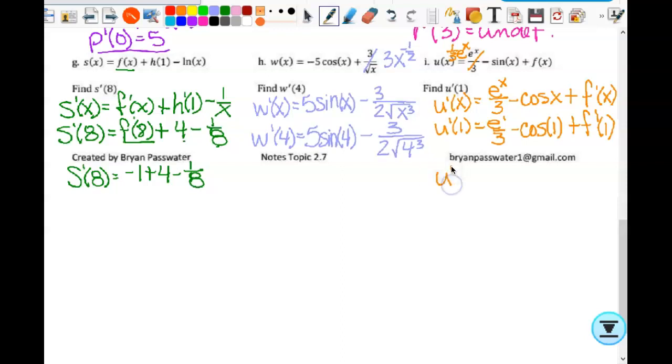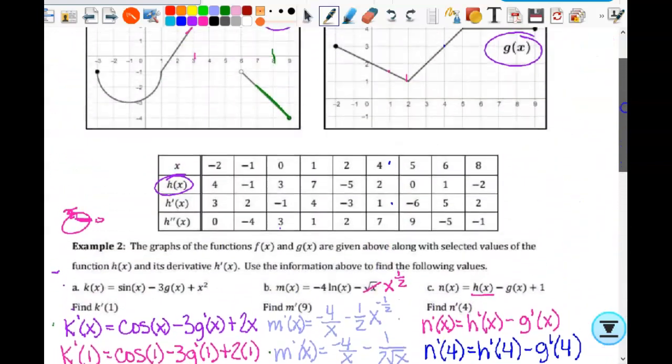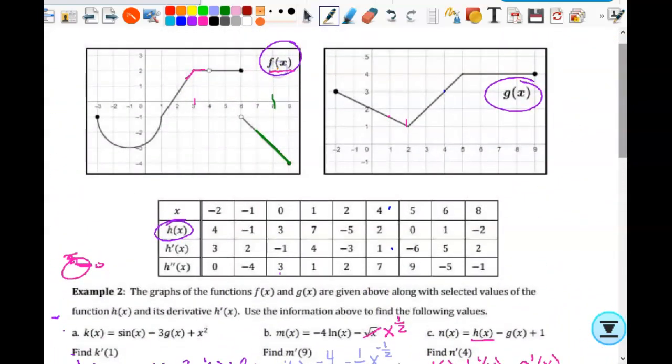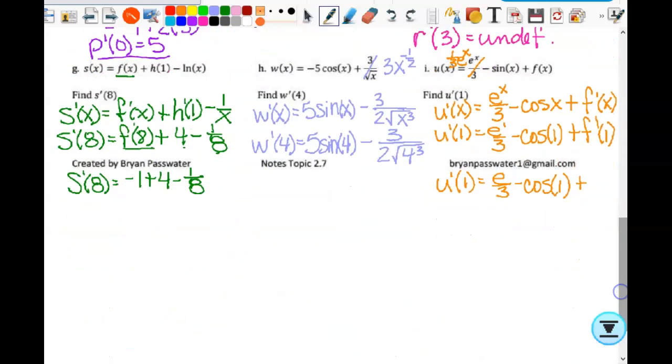Nope, no, I don't. U prime of 1 equals e to the first, which can just be e, over 3 minus the cosine of 1. Even if we did know what it was, like even if it was cosine of pi halves, which we should know at this point, if I don't have to calculate it, I don't have to calculate it, right? So then just don't, but you can't leave an x in there. Plus, okay, f prime of 1. So we go back up here. Look at my f graph. At 1, what's happening? Cusp, right? Which means that my answer is undefined.